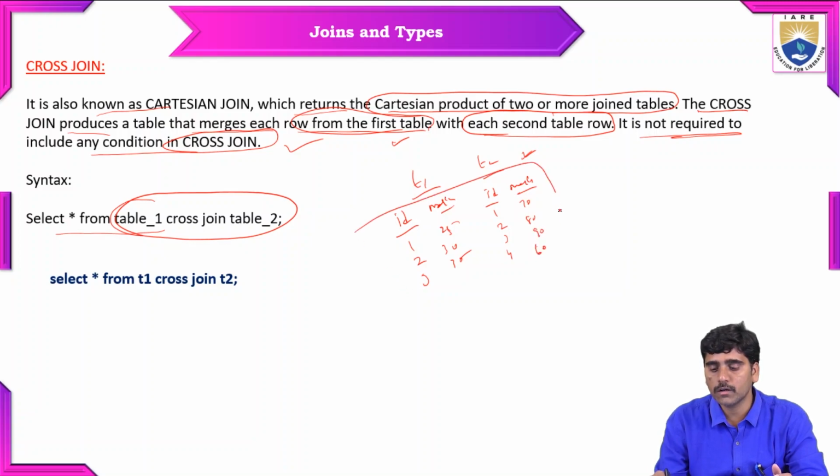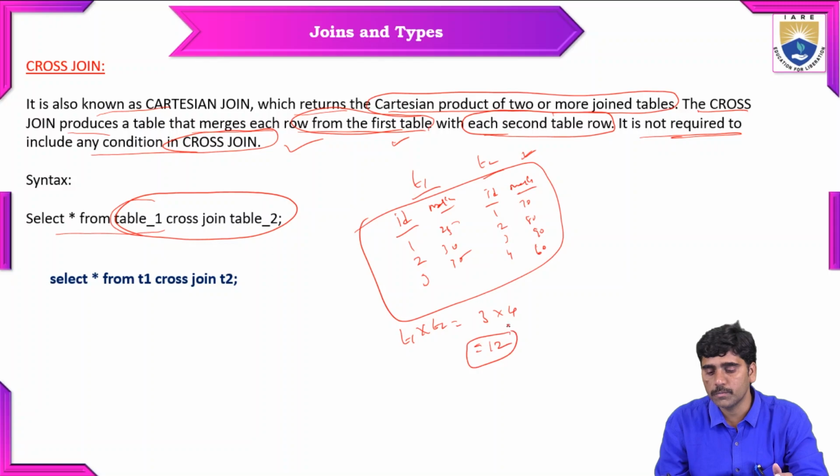Then the Cartesian product of these two tables, T1 into T2, is 3 into 4, that is 12 values will be displayed. Each ID and marks is matched with all the second table's values. So it displays the Cartesian product of those two tables. For this result, we are not going to mention any condition.